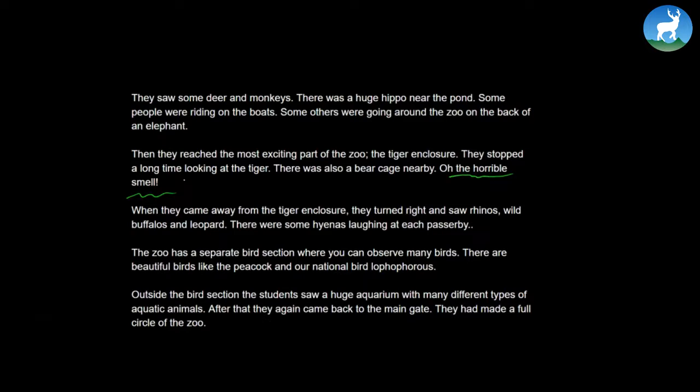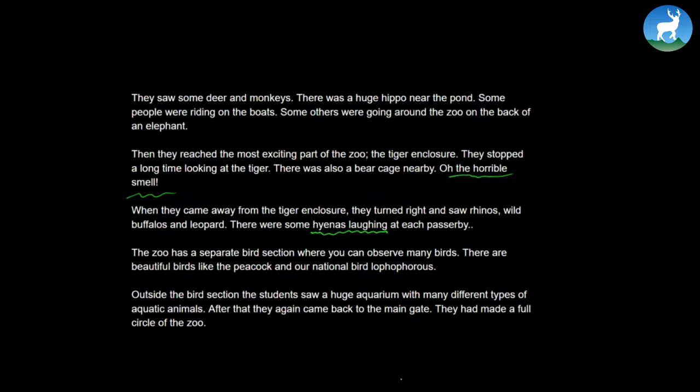When they came away from the tiger enclosure, they turned right and saw rhinos, wild buffaloes, and leopard. There were some hyenas laughing at each passerby. You know, it's not that hyenas actually laugh, but the way hyenas make noise, it sounds as if they are laughing. They are also called laughing animals. The zoo has a separate bird section where you can observe many birds. There are beautiful birds like the peacock and our national bird, Lophophorus.